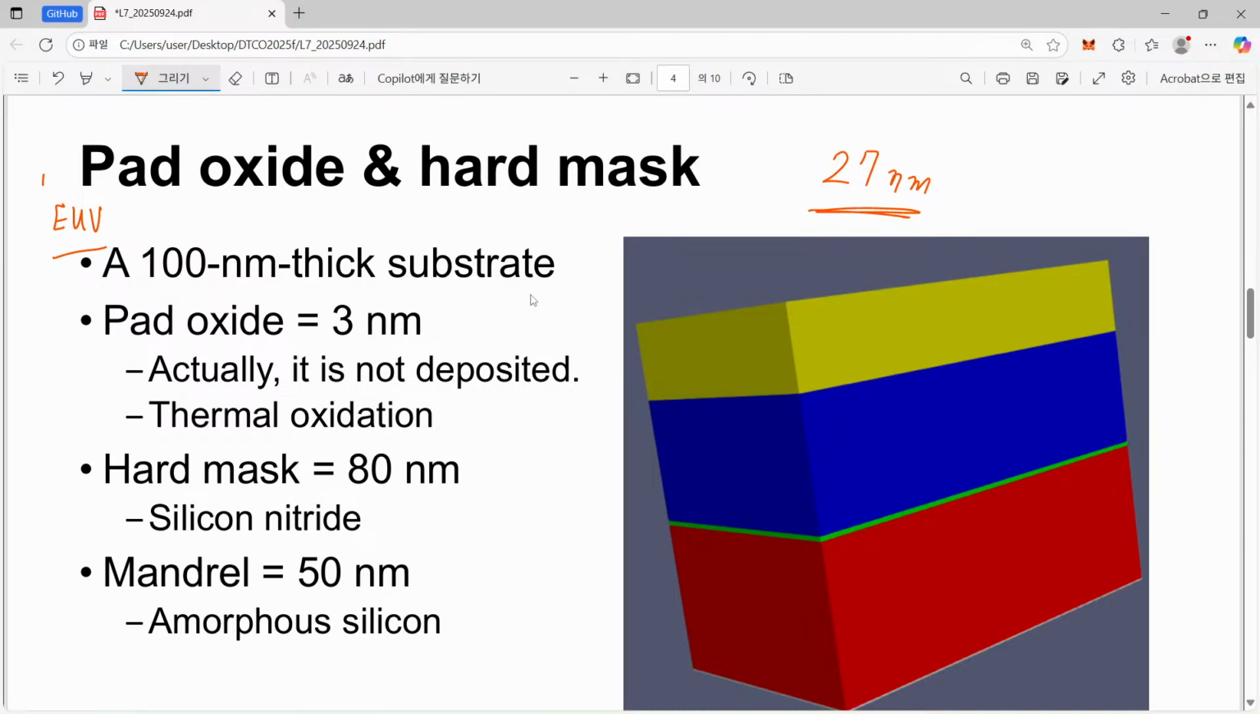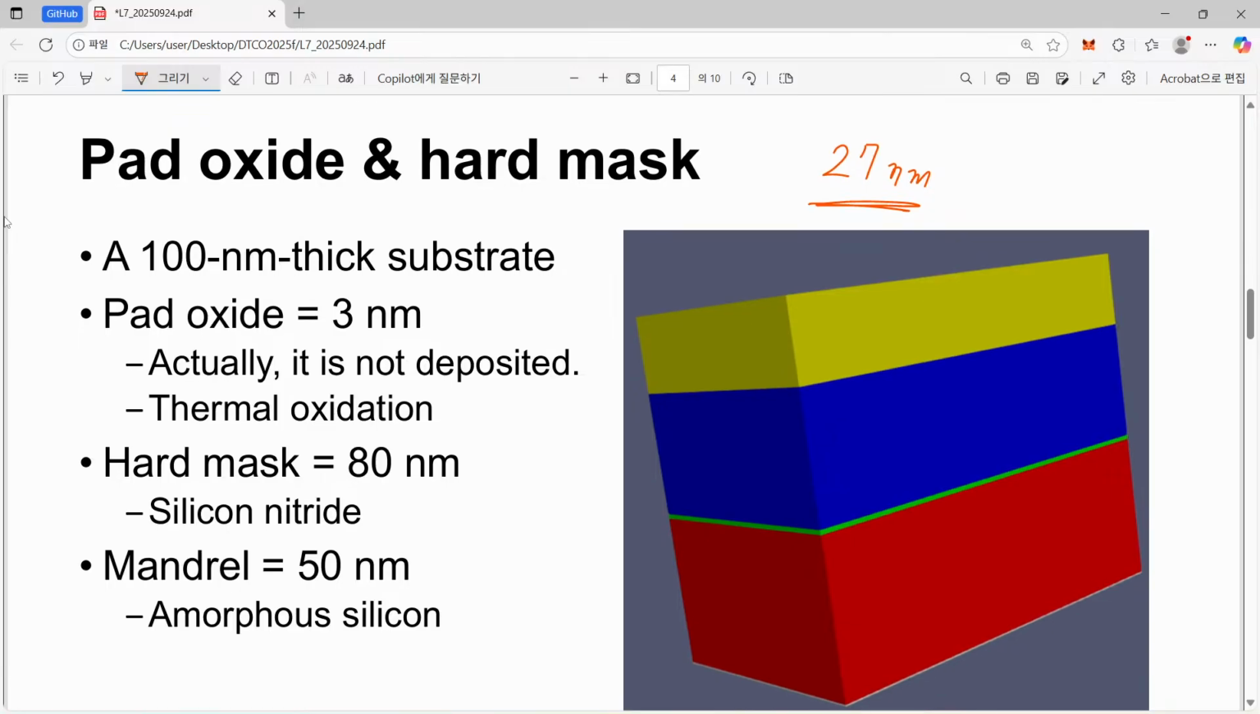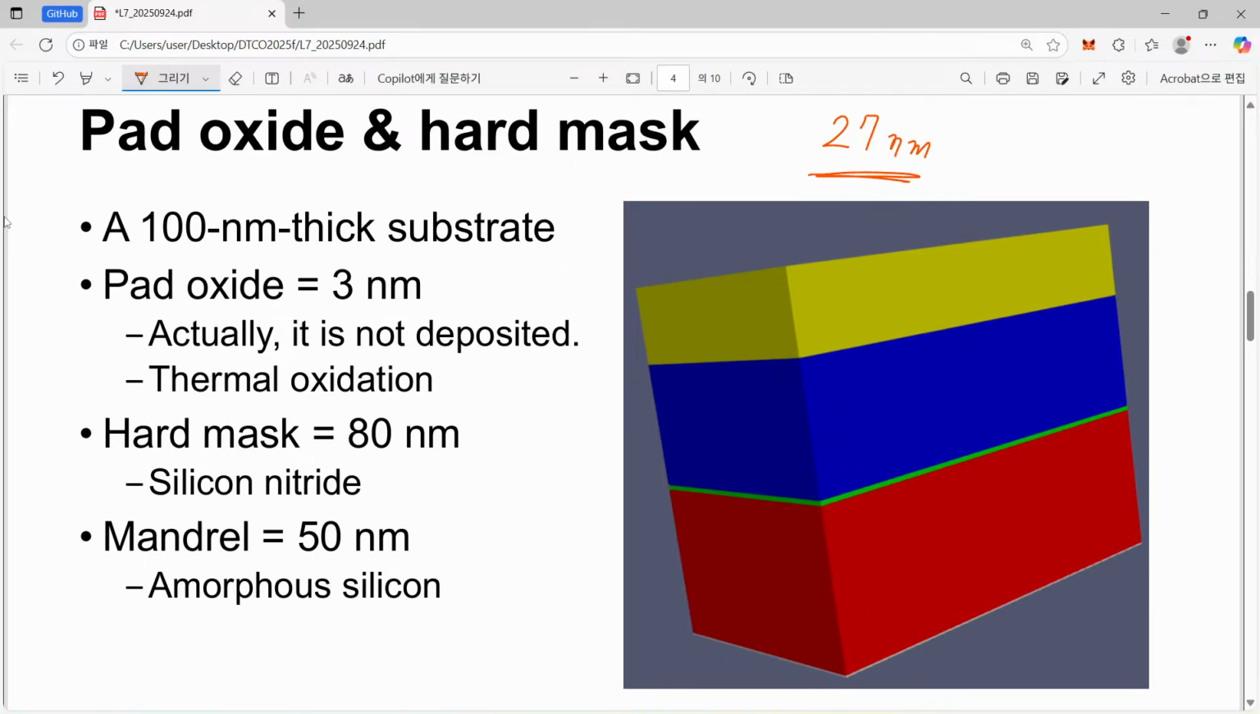However, if we use DUV, which has a longer wavelength than EUV, then this 27 nanometer pitch cannot be obtained. So today our main topic is how can we achieve this kind of short pitch lines out of much longer wavelengths. Although my presentation is quite much simplified, I think that the rough sketch can be given to you by my lecture.